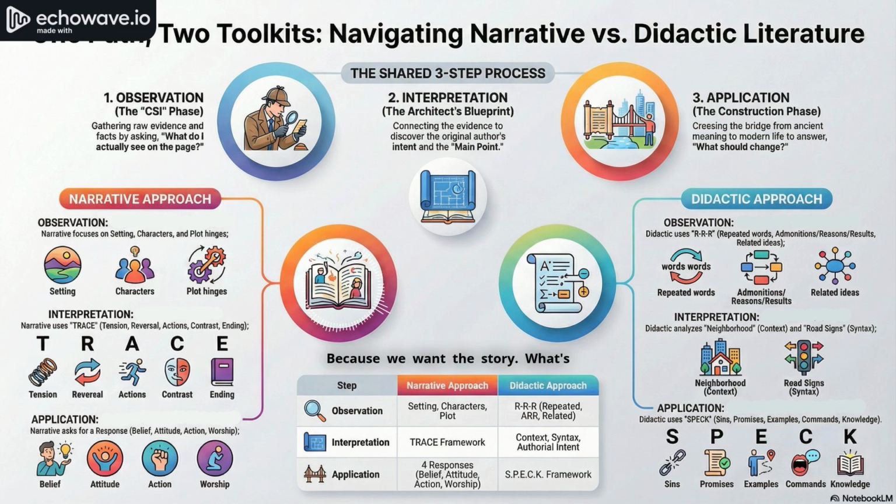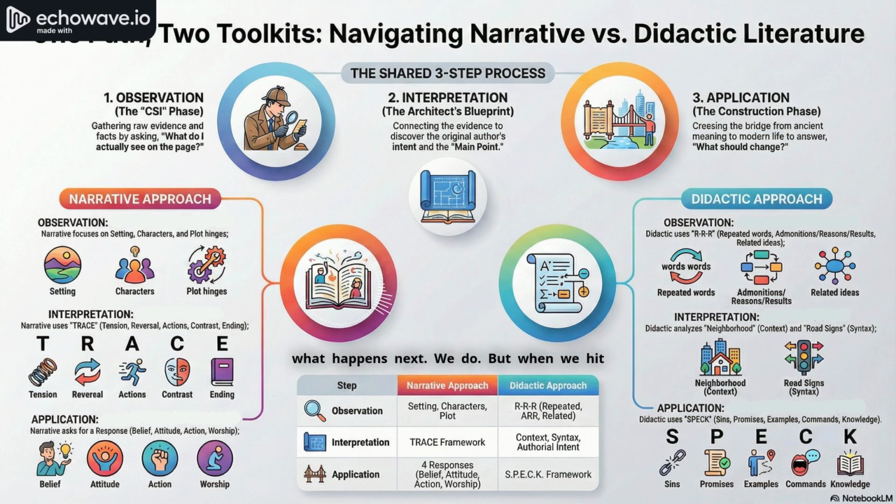Because we want the story. What's fascinating here is our human biology actually fights against us in this process. Our brains are naturally wired for stories. We crave the ease and flow of a narrative arc. We naturally track heroes, villains, and plot resolution. I just want to know what happens next.